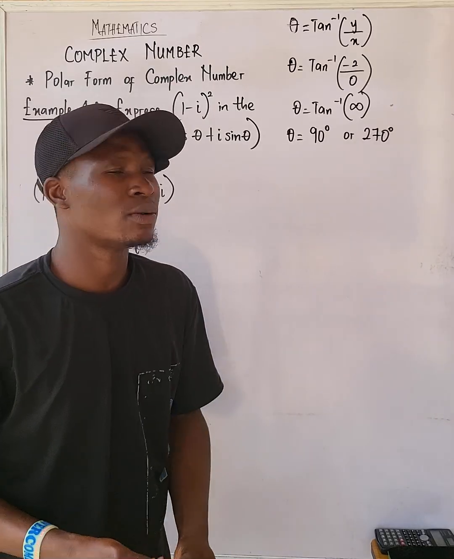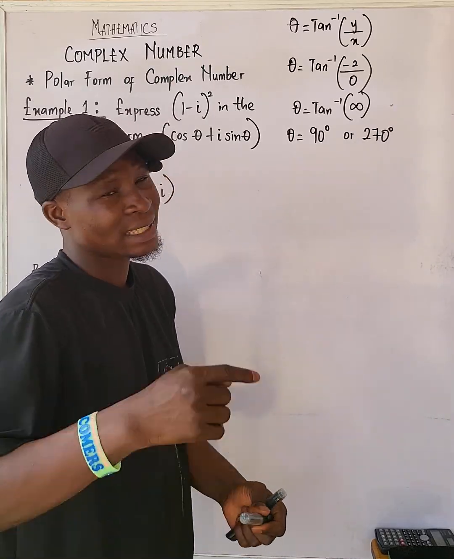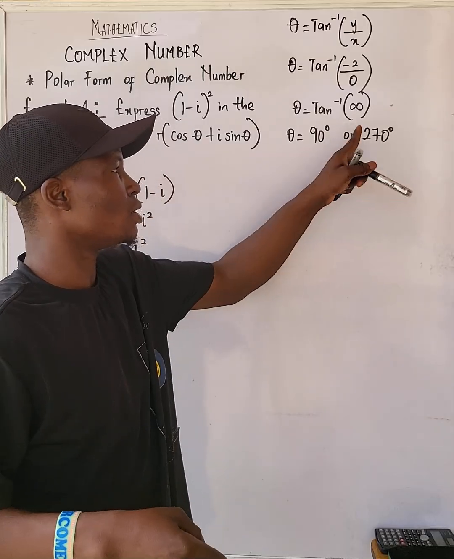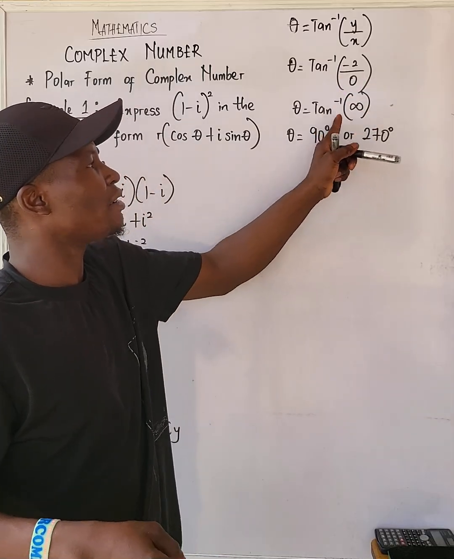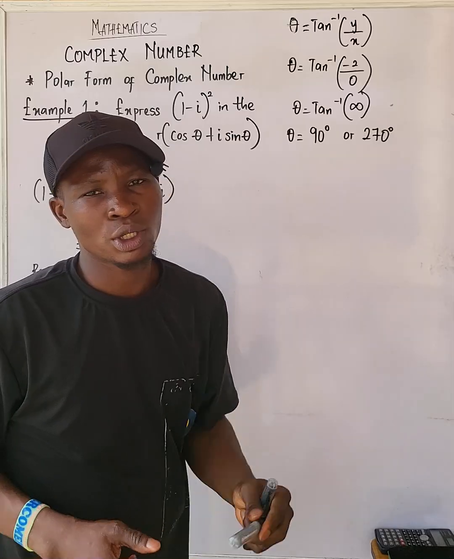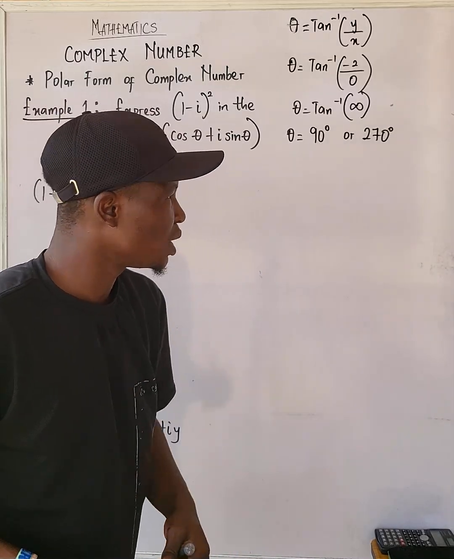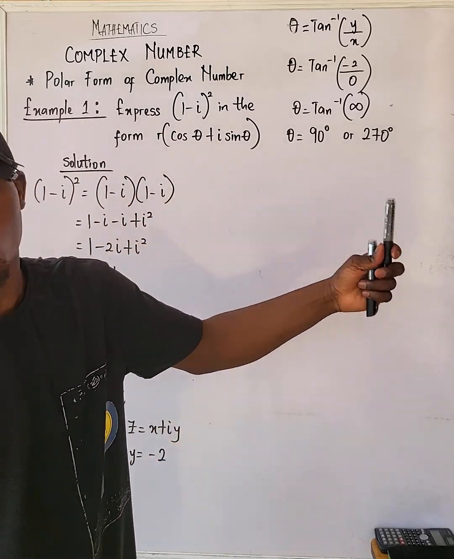And when you press tan 270, it will also be what? Math error. That's tan of 90 and 270. It will give us infinity. So tan inverse of infinity is 90 degree or what? Or 270 degree. But which one are we going to pick among these two? Is it 90 degree or 270 degree?